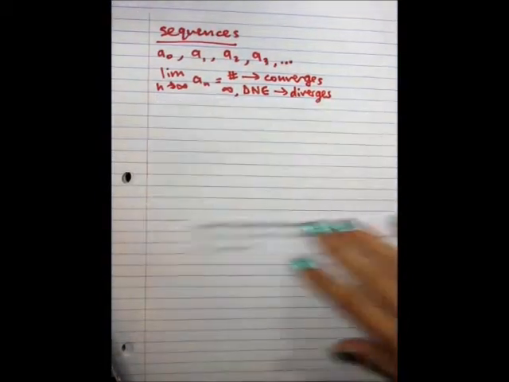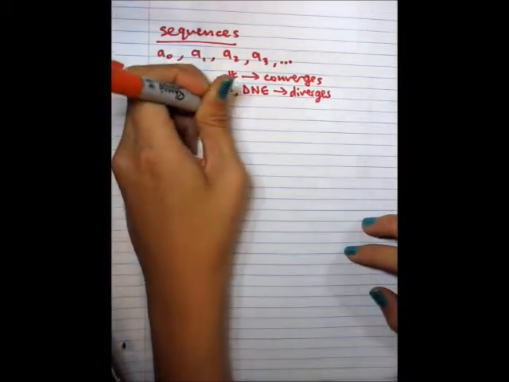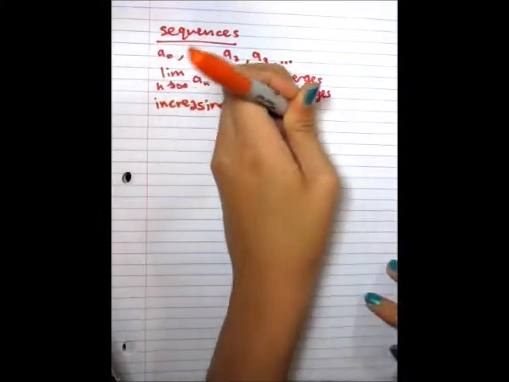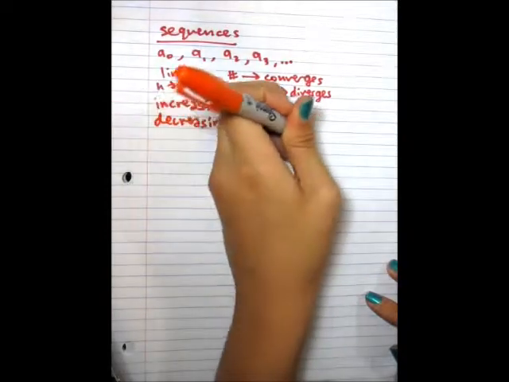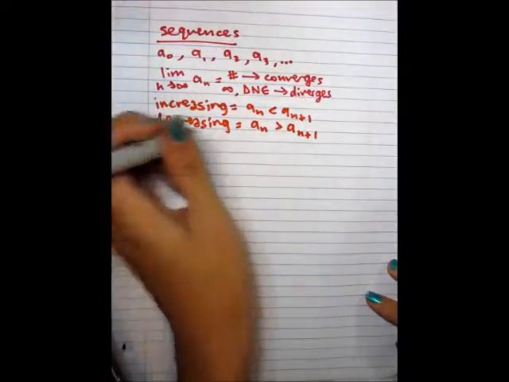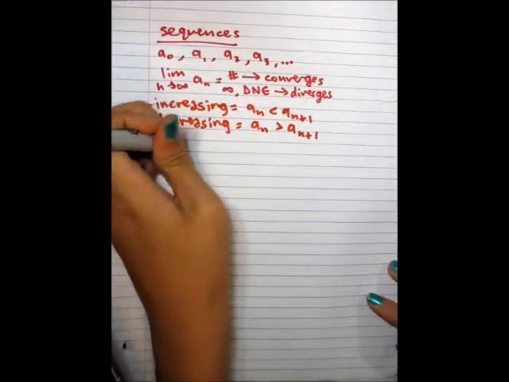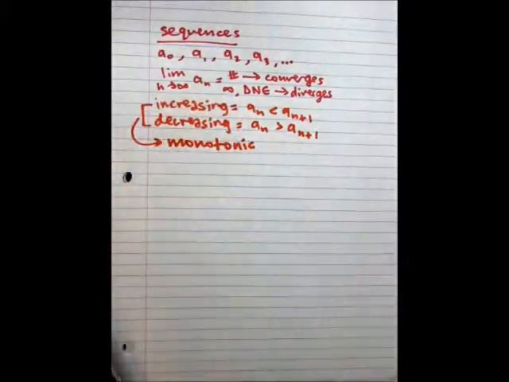So, a sequence a_n is called increasing if a_n is less than a_(n+1) for all n greater than or equal to 0, which is just a fancy way of saying each term is larger than the previous one. Similarly, it is called decreasing if a_n is greater than a_(n+1), and it's called monotonic if the sequence is either increasing or decreasing.